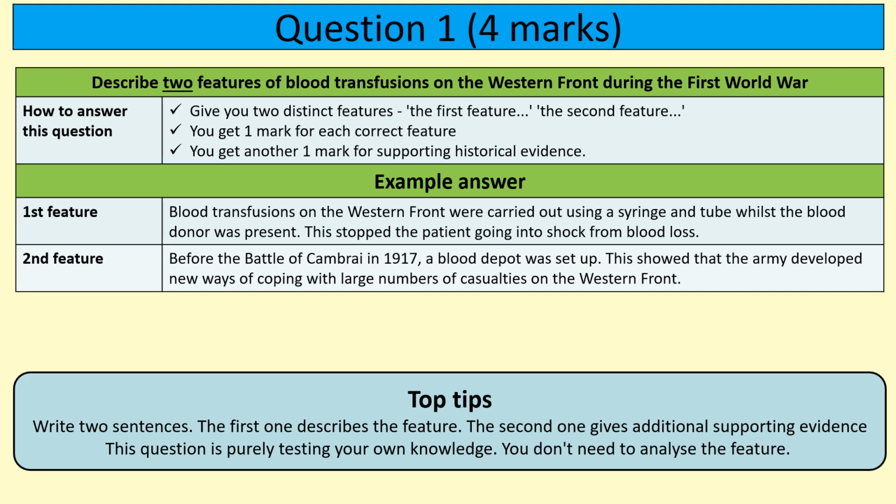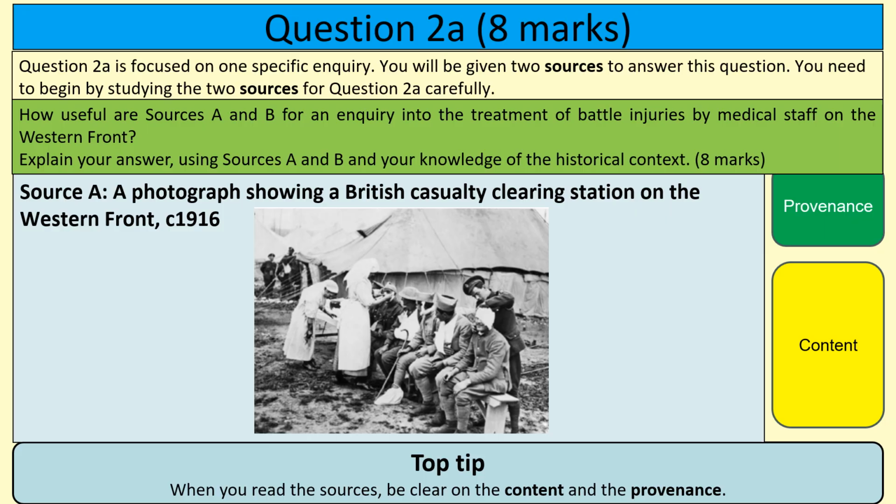Okay, so let's move on to look at question 2A. Question 2A is the usefulness question. It's the same type of question that you will get on the paper 3 exam, where you've got sources and interpretations. So question 2A is focused on a specific inquiry. You'll be given 2 sources to answer this question, and you need to begin by studying the 2 sources for question 2A really carefully.